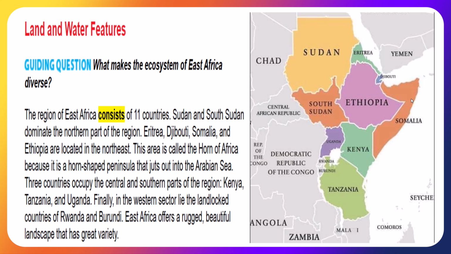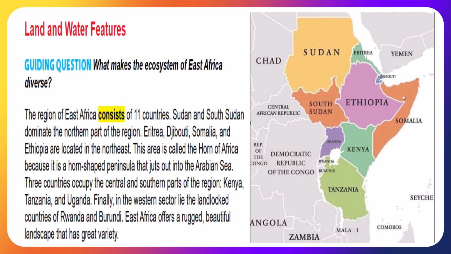Question number 12. What and where is the Horn of Africa? Well, what is it? It's the area of the horn-shaped peninsula right here in Africa. And where is it? It's right here on the map. It's jutting into the Arabian Sea.